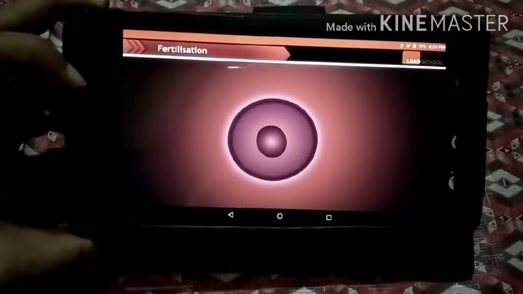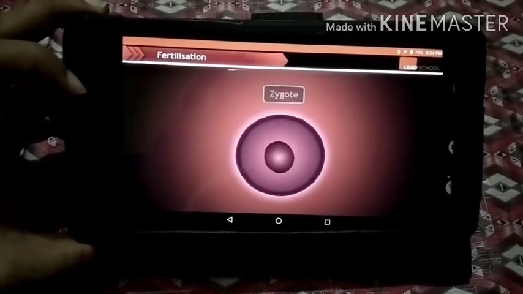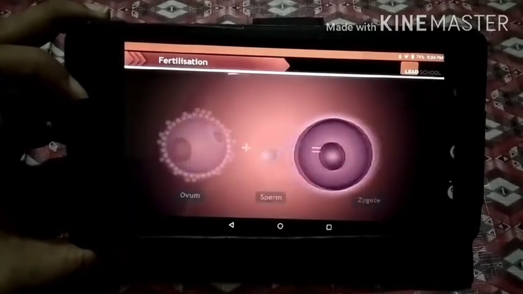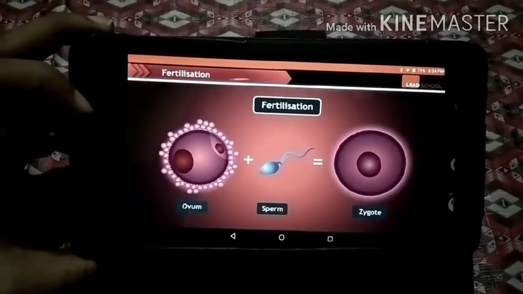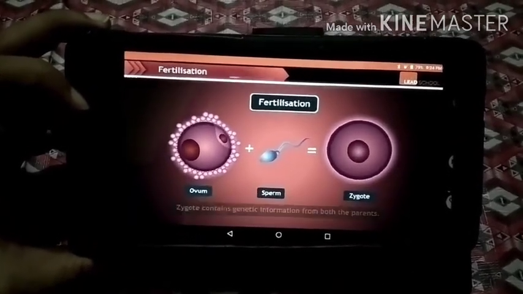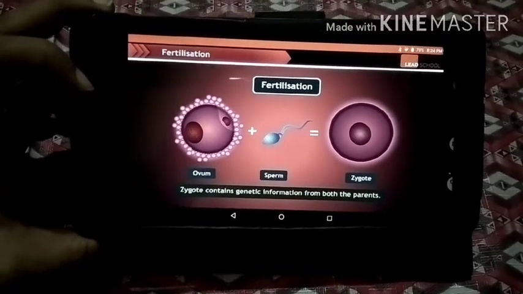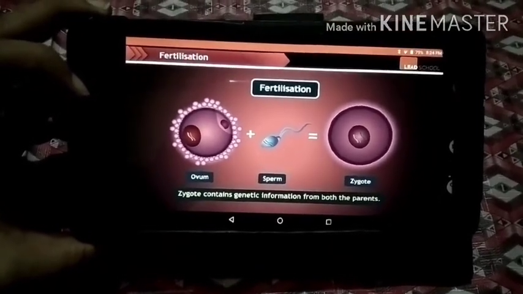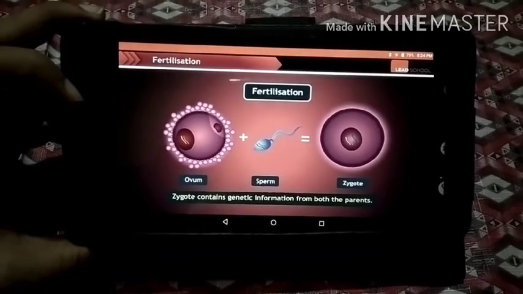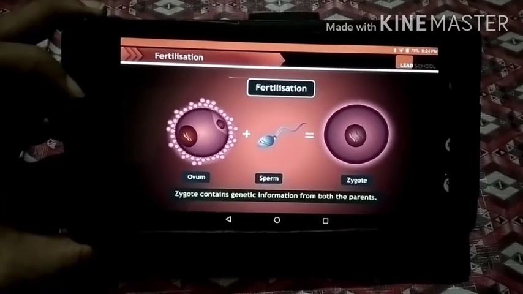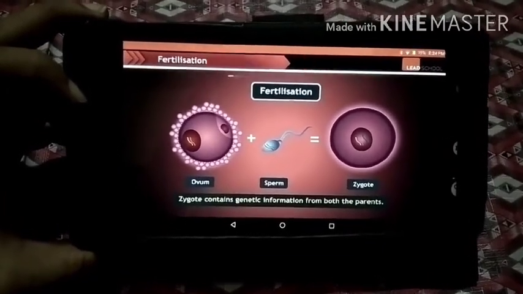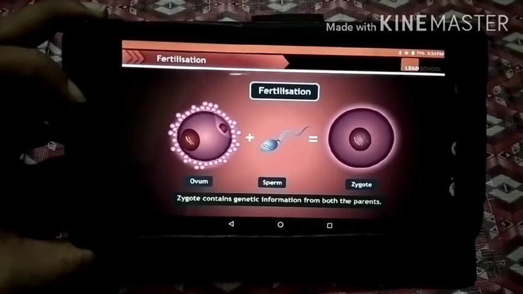This leads to the formation of a fertilized egg or a zygote. This process is called fertilization. The nucleus of the zygote contains genetic information from both the parents. This is why the characteristics of the baby match with those of its parents.